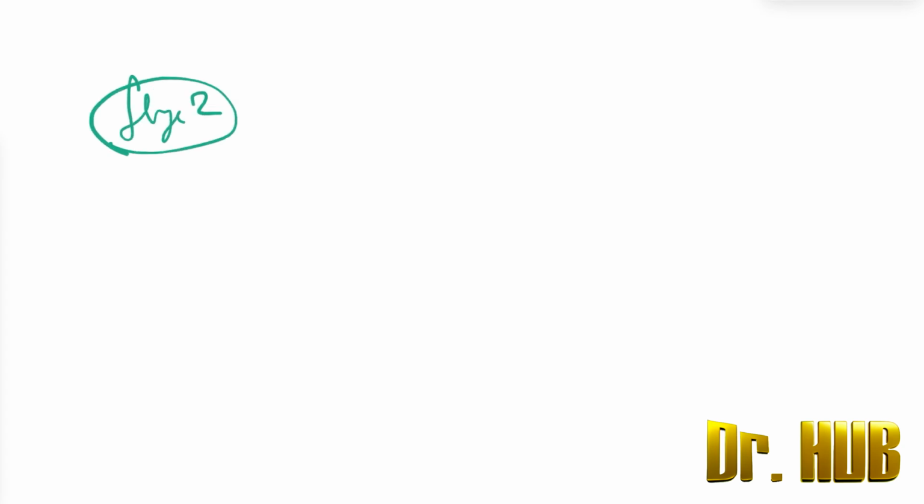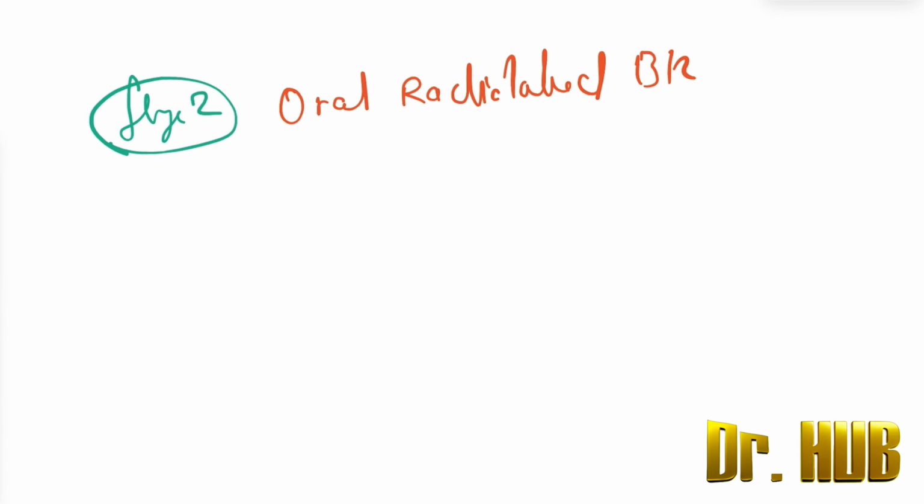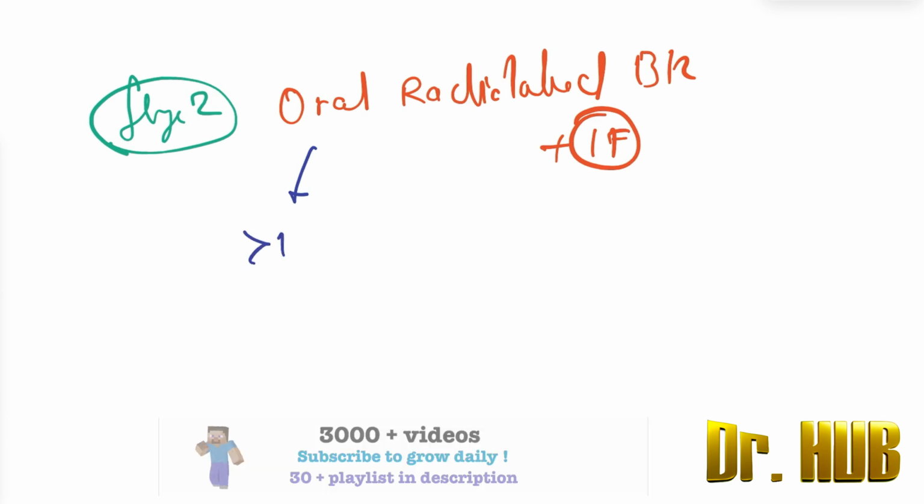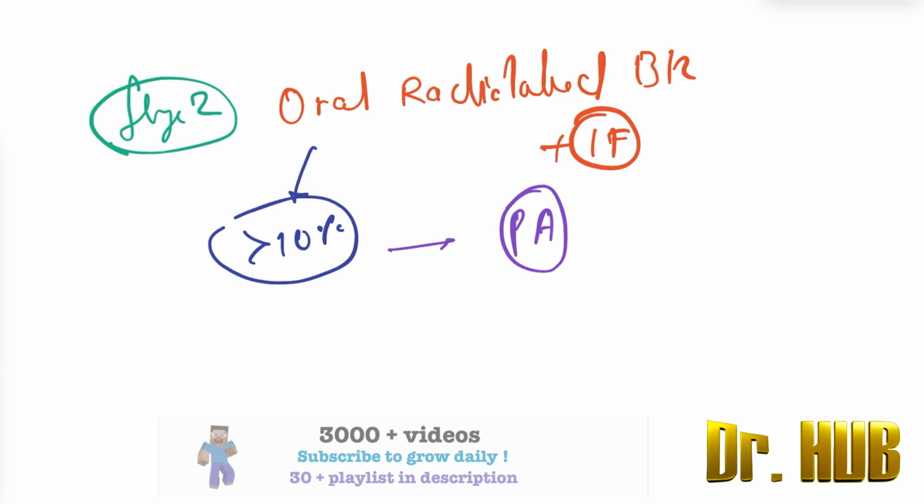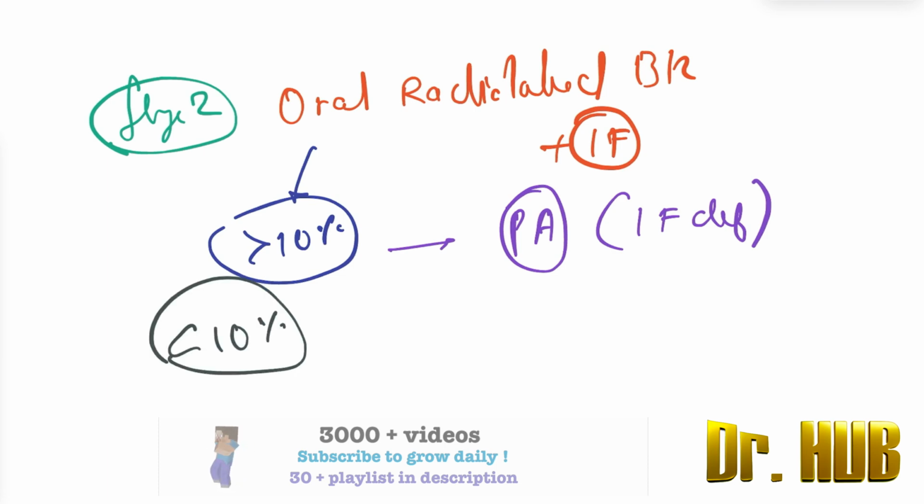Under stage 2, we give oral radio-labeled B12 along with intrinsic factor, that is IF. We look at whether it is greater than 10%. If it is, the inference is pernicious anemia, that is PA, which is intrinsic factor deficiency. If it is less than 10%, we move on to stage 3.